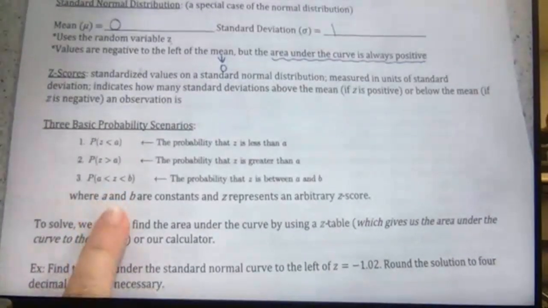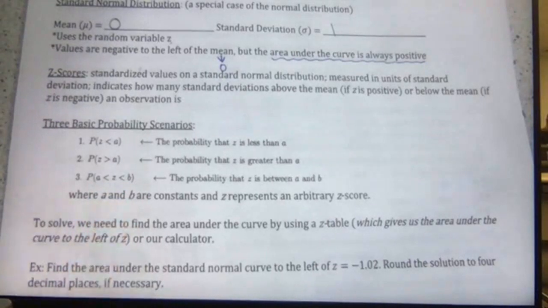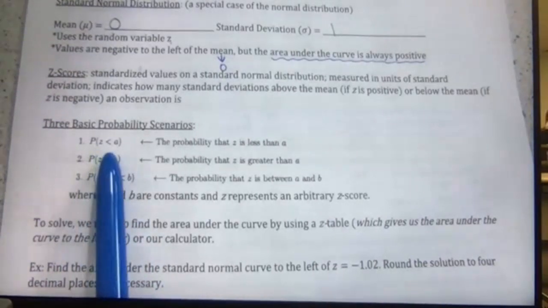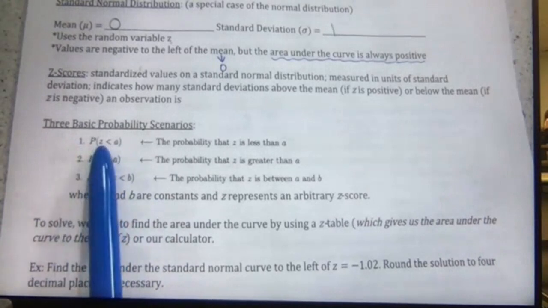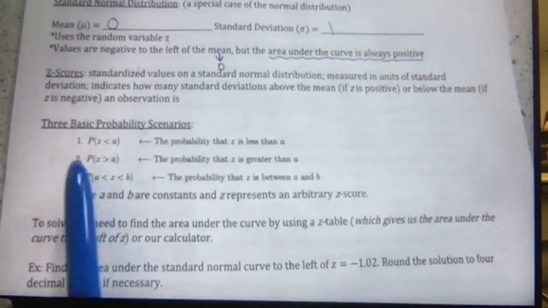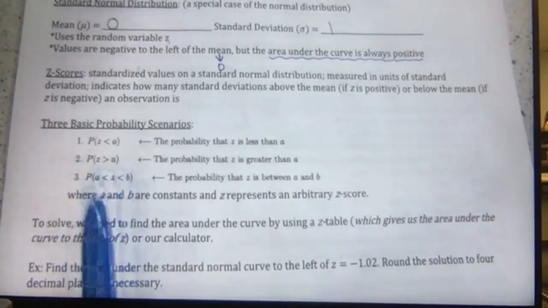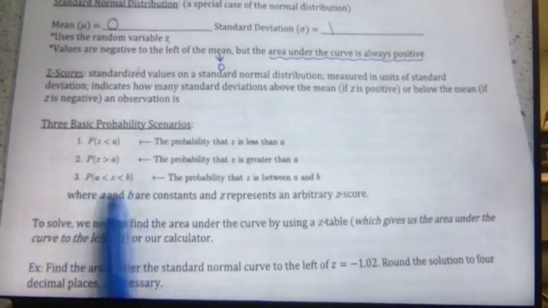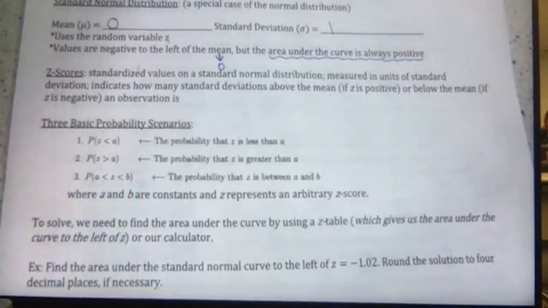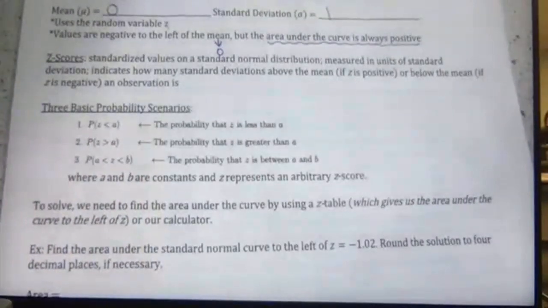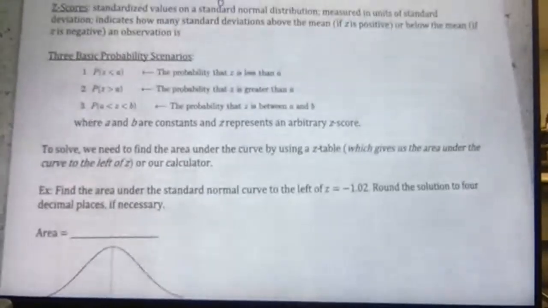So we have 3 basic probability scenarios. The first one is the probability that z is less than a. The next one is the probability that z is greater than a. And last but not least, the probability that z is between a and b, where a and b are just numbers, and z is our arbitrary, in general, z-score. So this is just kind of like the definition-y type stuff.